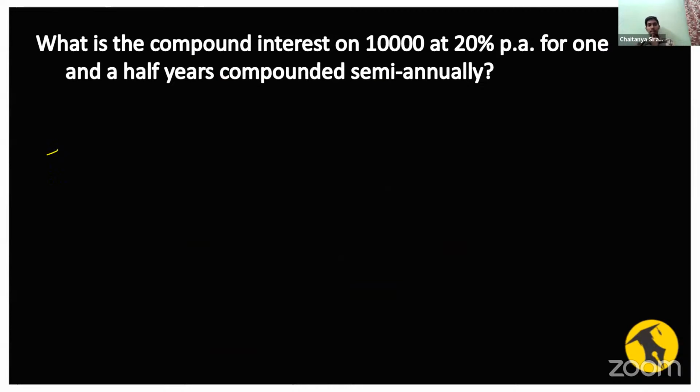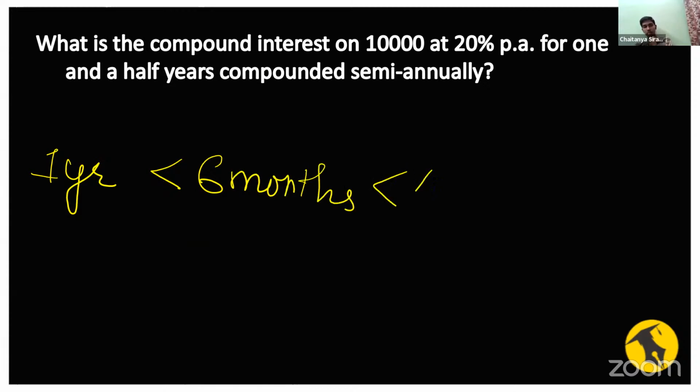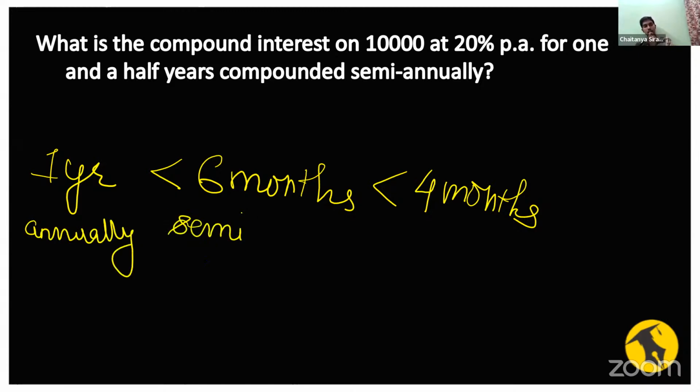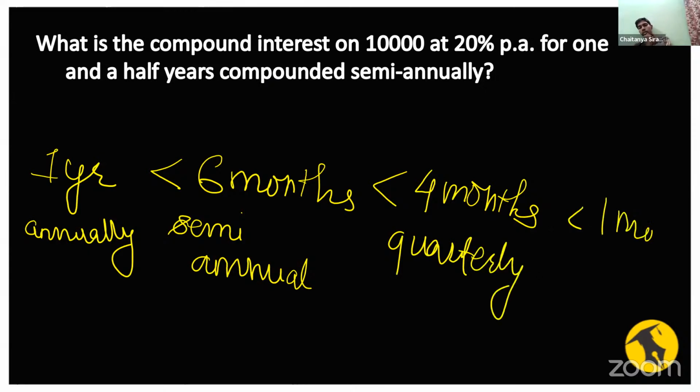So what does this imply? If I am compounding at 1 year, the interest would be less than if I am compounding at 6 months. It would be less than 4 months, which is usually quarterly. So this is annually, semi-annually. This is your quarterly. Or if I start calculating monthly, it would be even further plus. All right, now let's see how to solve the question.